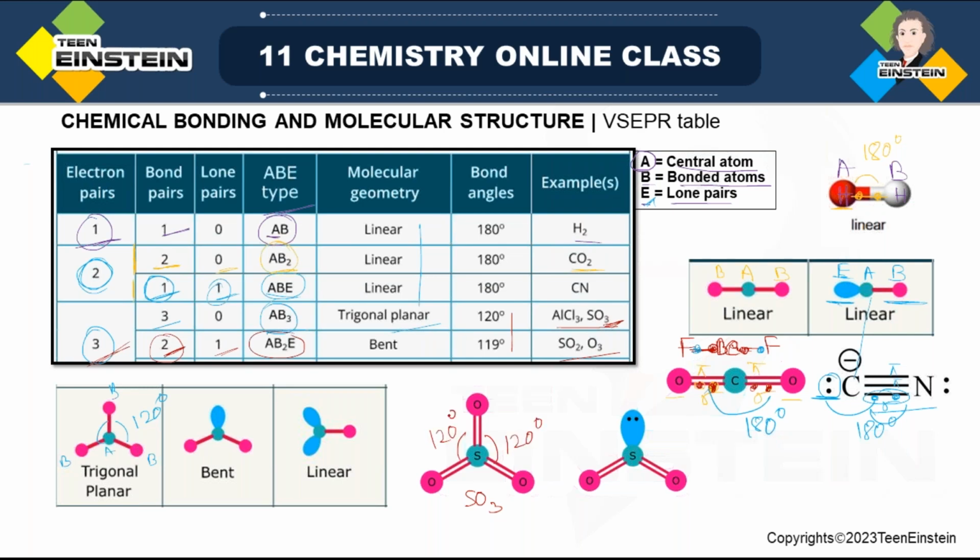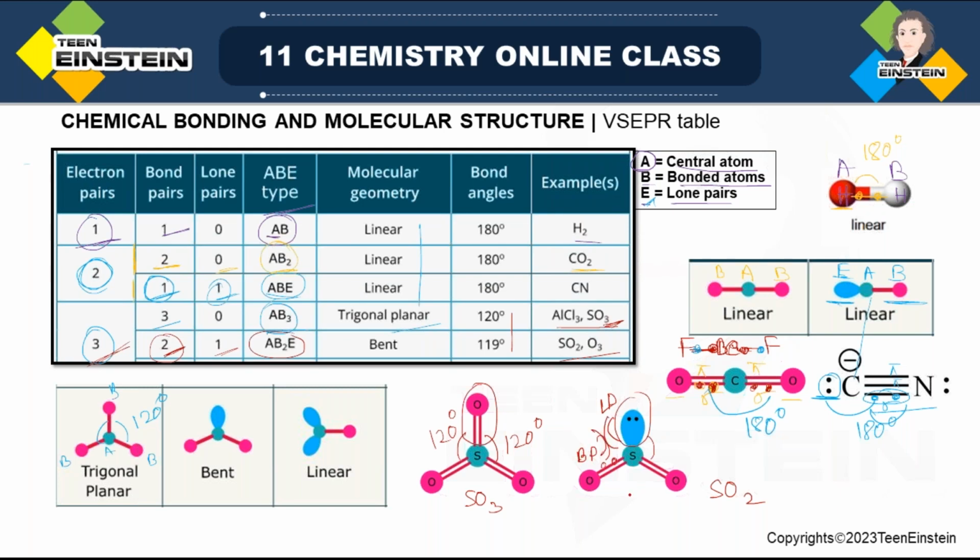Okay. But now, if one of these positions has a lone pair, it will now be SO2. So what will happen now? This angle will be slightly shrunk because there are electrons here. So there will be LP-BP repulsion.